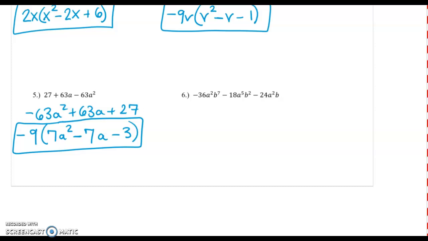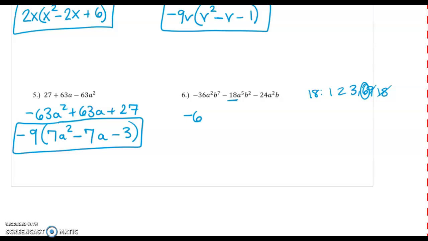Okay, so for the last one here, again, if I want to make this a positive once I take out that first term, and again, if you're not sure what the GCF is, you can always start with the smaller number and start listing your factors. So 1 and 18, I know 18 doesn't go into 24, so that can't be it. 2 and 9, I know that 9 doesn't go into 24, so that can't be it. 3 and 6, I know that 6 goes into 24, 6 goes into 18, 6 goes into 36. So I'm going to take out a negative 6, so I can make this positive.